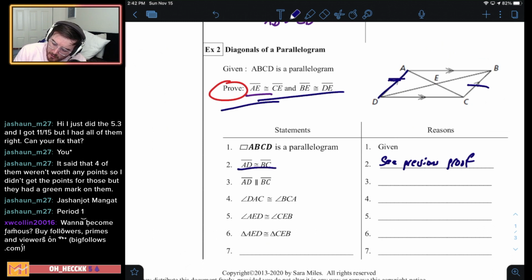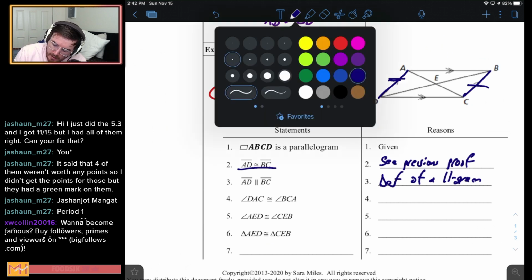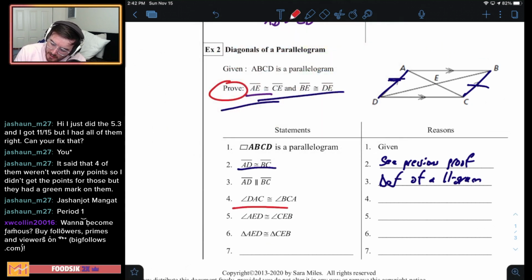AD is parallel to BC. Well, that's the definition of a parallelogram. The sides have to be parallel for a parallelogram. Once again here, DAC and BCA, that's our alternate interior angle situation. And AED and CEB, what are those? You should know what those are. Those are vertical angles.